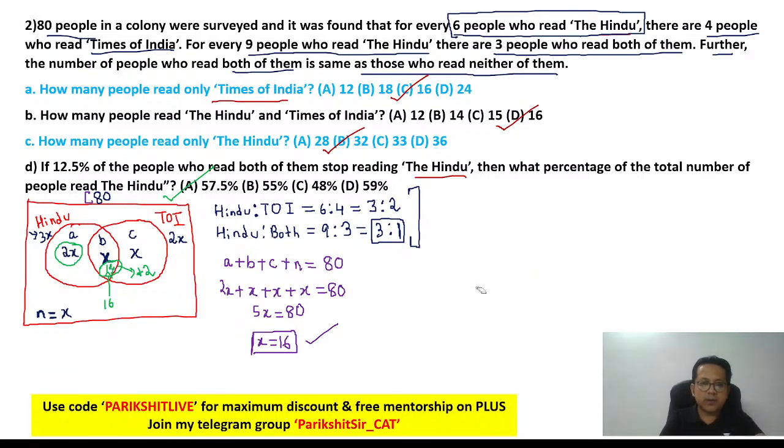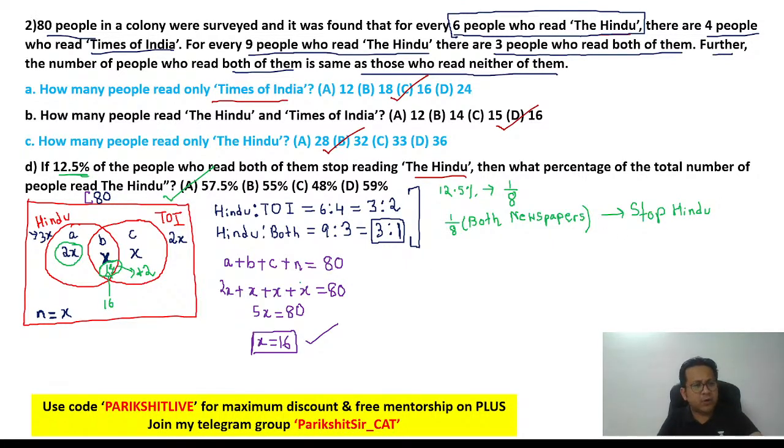Now, what are they saying? First of all, 12.5% of the people who read both stop reading the Hindu. So basically, first thing, 12.5% is 1 by 8. So they are saying 1 by 8 of the people who were reading both newspapers stop reading Hindu. That's what they are saying.